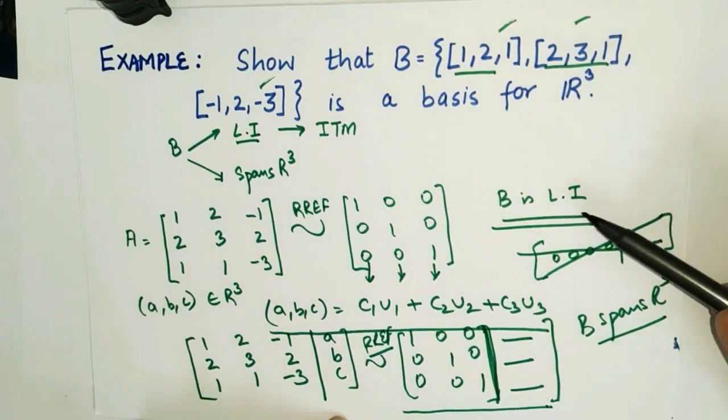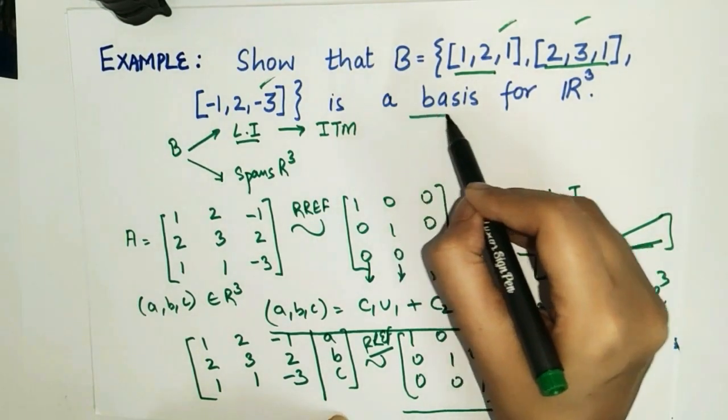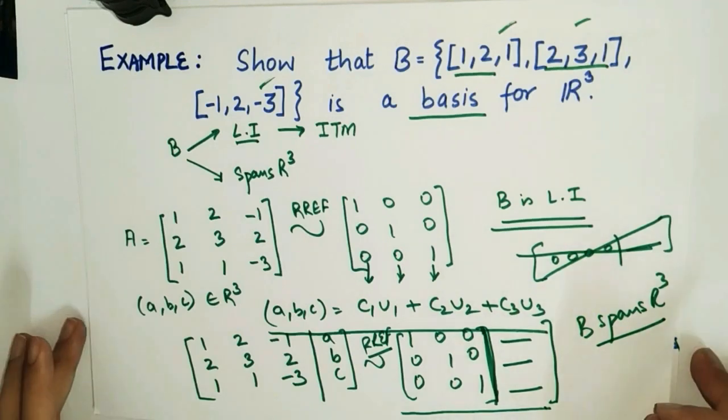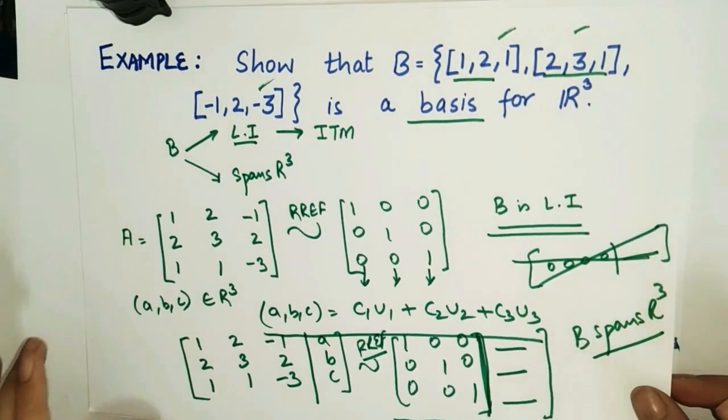Now because B is linearly independent, B spans R3, that means that B is a basis for R3. I hope it is clear to you all. If there is any difficulty, please feel free to comment below.